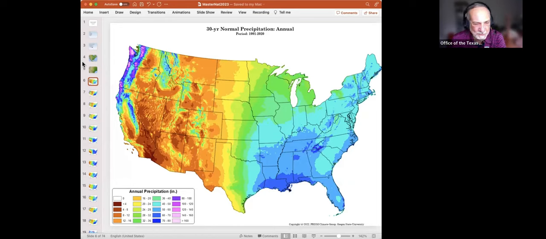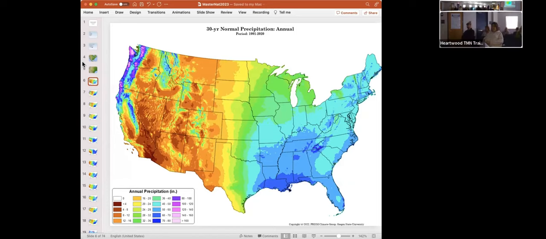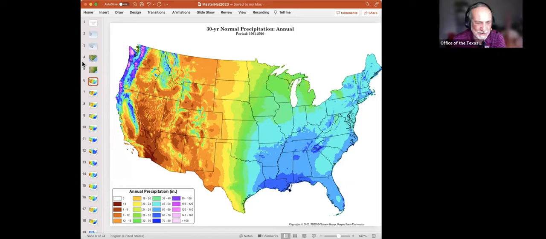And that basically comes about from the fact that we have that barrier to the west. So our moisture comes from the Gulf of Mexico. And usually it'll be able to make it to East Texas, but the wind direction has to be just right for it to come into West Texas. So that accounts for the variation both in Texas and farther north all the way to the Canadian border.